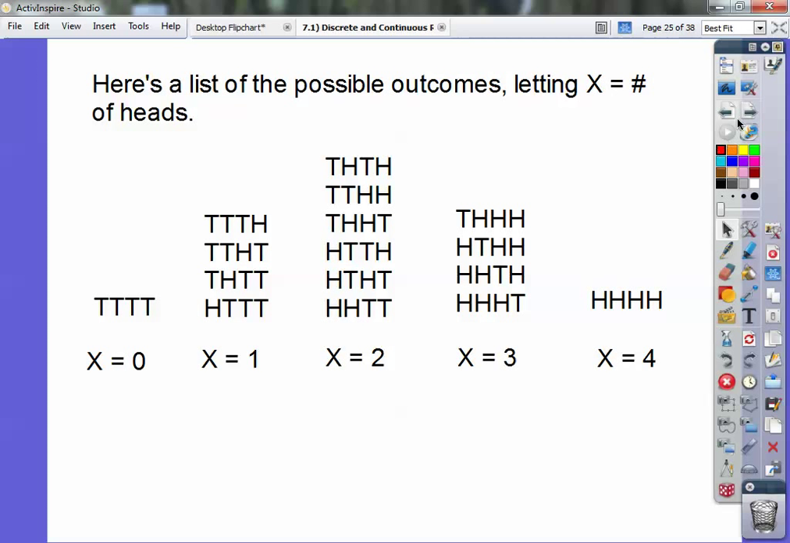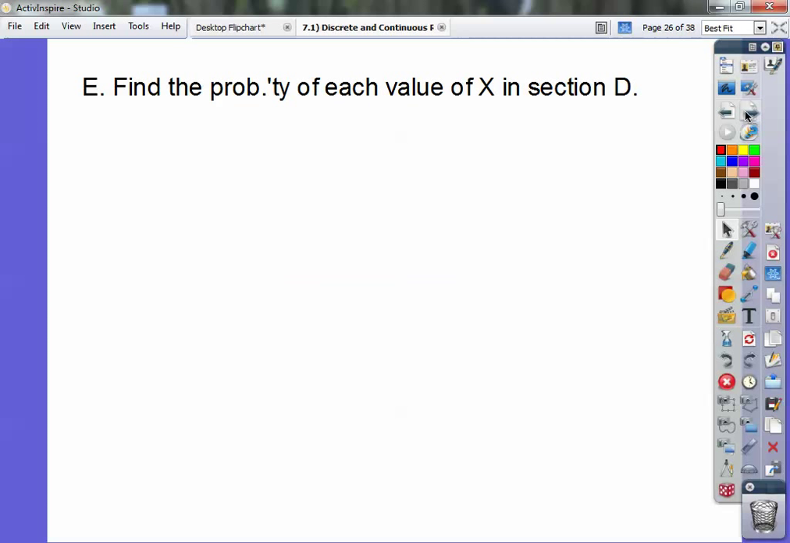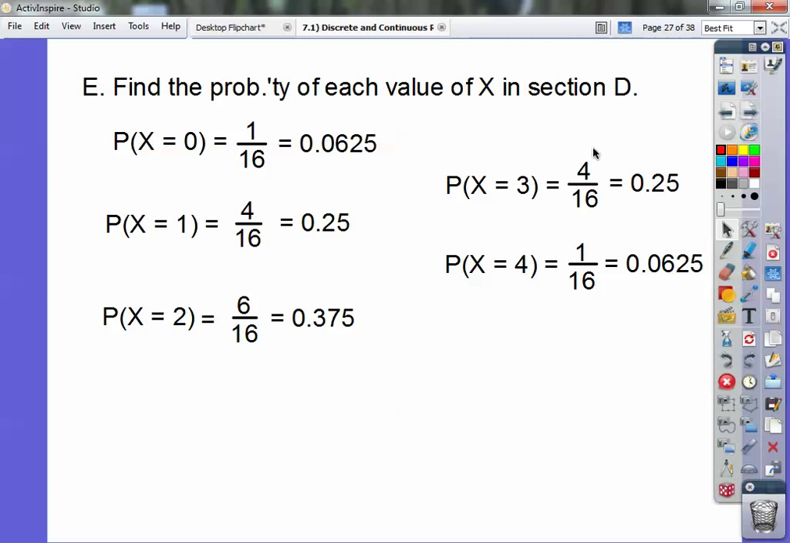Okay, so what it's going to ask you next is to find the probability of each value of x in section D. There's 16 total, so the only way you can get 0 heads is all tails, so 1/16, which is 0.0625. There were 4 ways to get one head, so 4 out of 16. There's 6 ways to get 2 heads, so that came out to 0.375, and then 4 ways to get 3 heads and 1 way to get 4 heads.